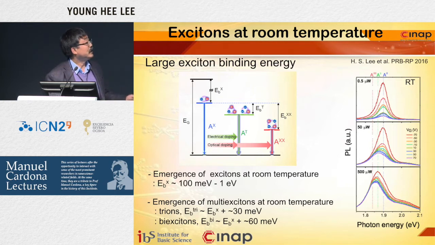So by simply having this power-dependent experiment, usually you don't see this kind of peak shift if you just have a neutral exciton. But because of this multi-exciton formation, we do observe this peak shift to the lower energy side, which is an evidence of forming this multi-exciton. This is very obvious even at room temperature. So we do have this multi-exciton formation.